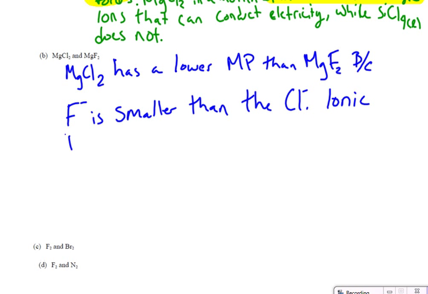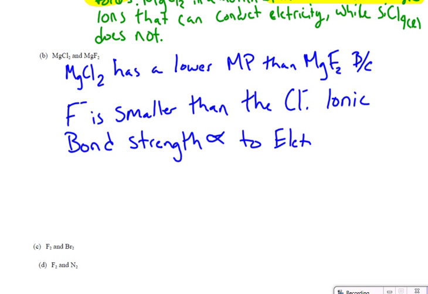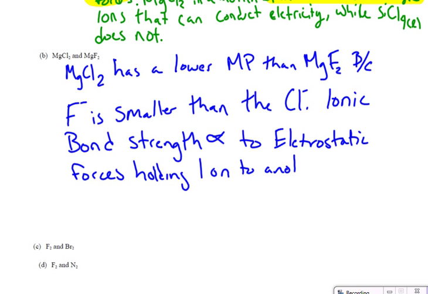Ionic bond strength is proportional to the electrostatic forces holding one ion to another.